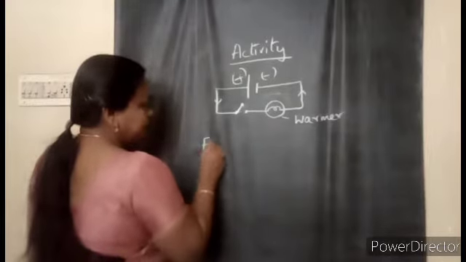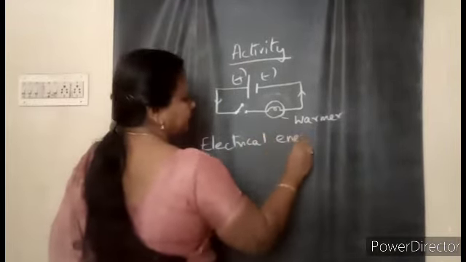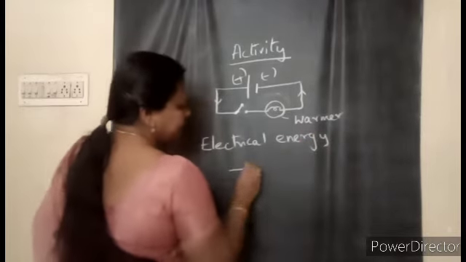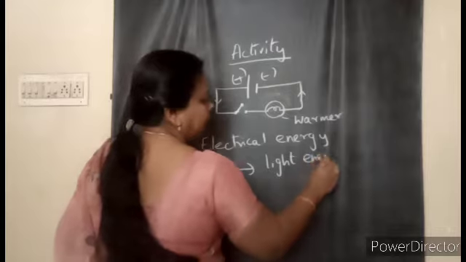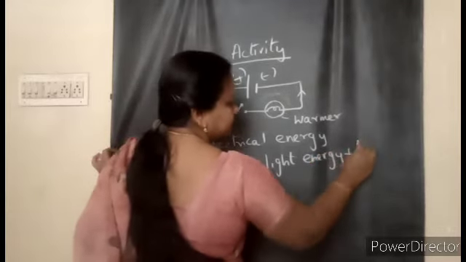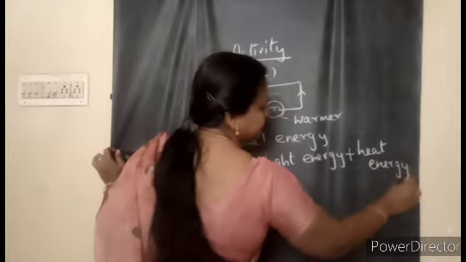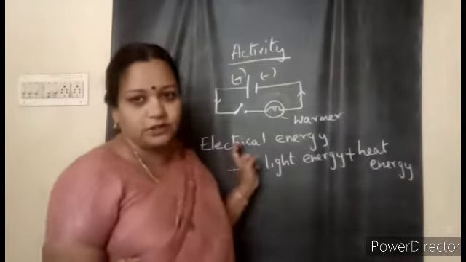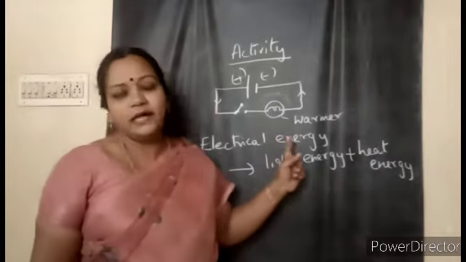See, the electrical energy is getting converted into light energy. And along with that, some amount of heat energy is also produced here. So this is one of the effects of electrical energy.